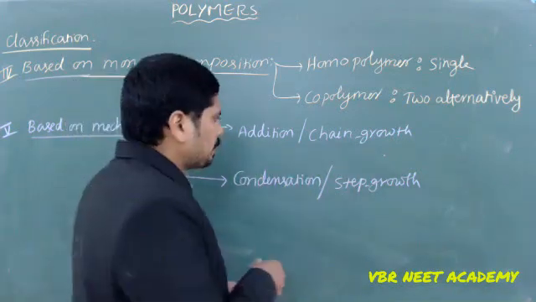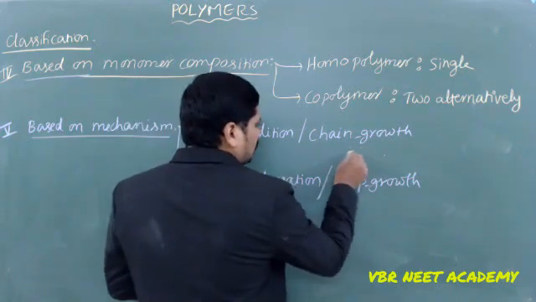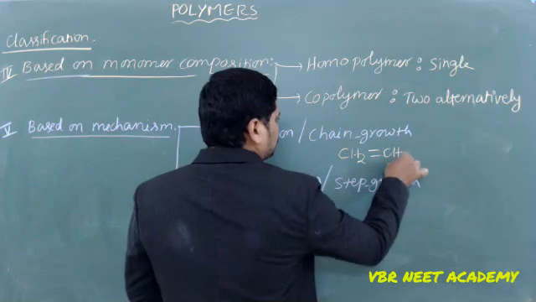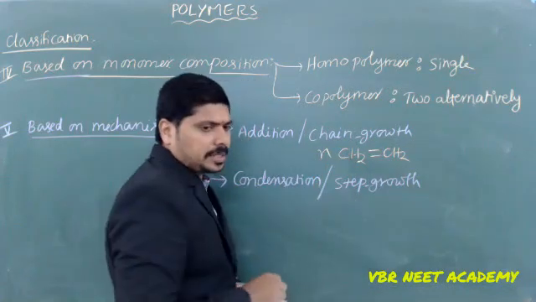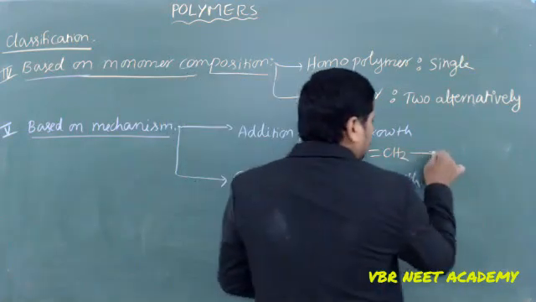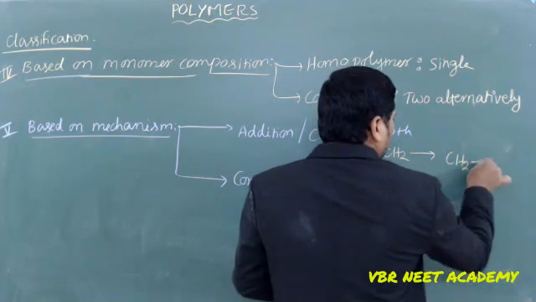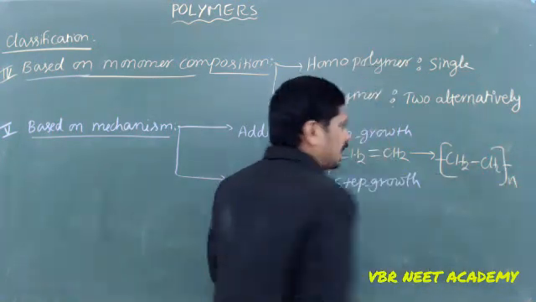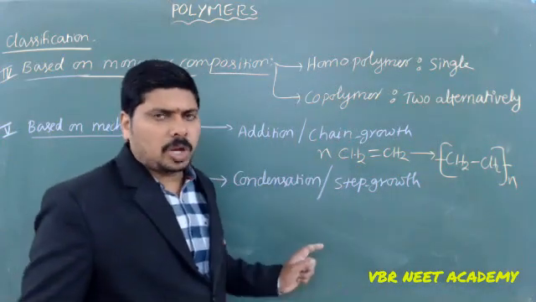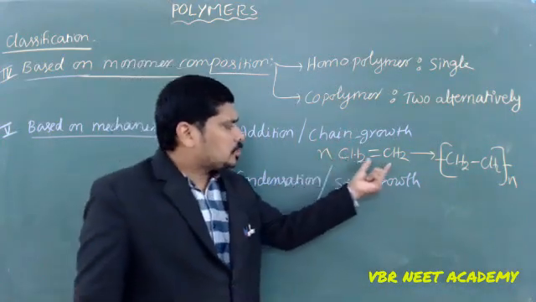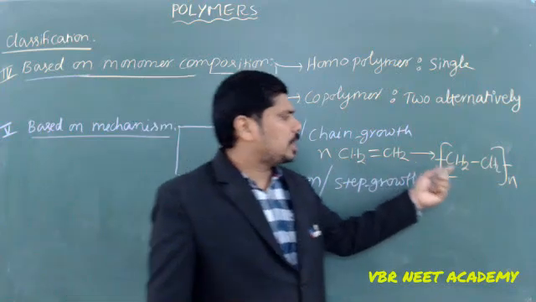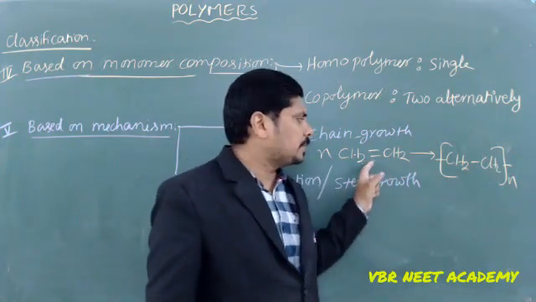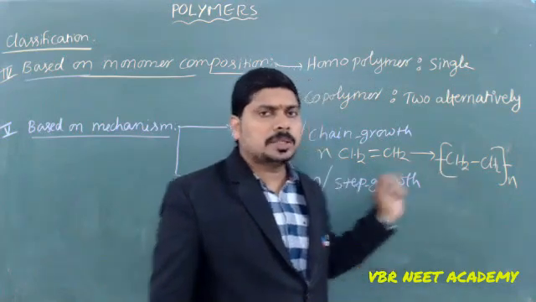For example, CH2=CH2, N molecules are taken and this gives (CH2-CH2) N times. Nothing was lost. I take CH2=CH2 and the same thing gets polymerized. We got CH2-CH2 N times. It's an ethylene molecule becoming a polythene molecule.